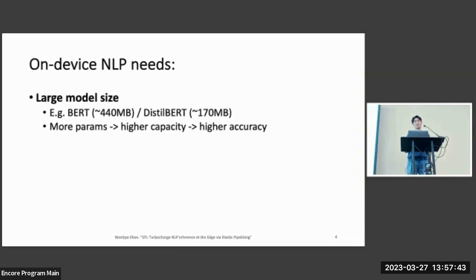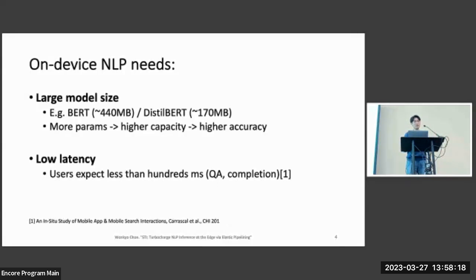Although the transformer-based model can be used on mobile devices, it has a few high resource demands. First, large language model size. The size of language models keeps growing nowadays, because they are designed to be over-parameterized. For example, BERT has 440 megabytes, and this BERT has 170 megabytes. The rationale for such a huge size is accuracy. If the model has more parameters, it often results in higher accuracy.